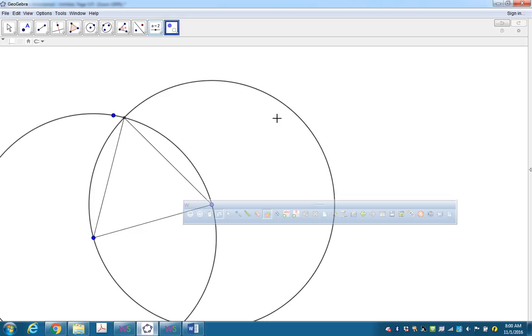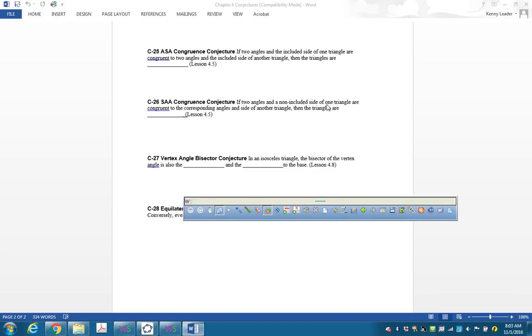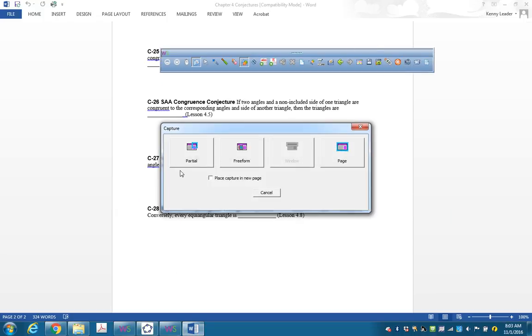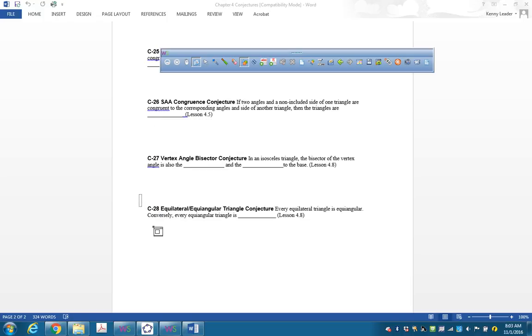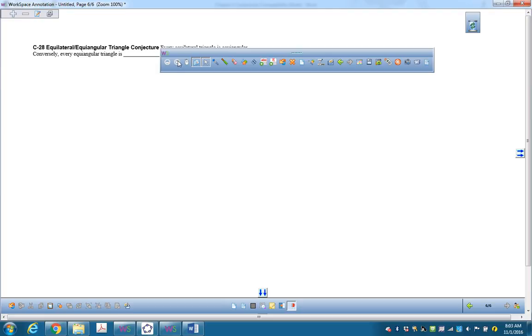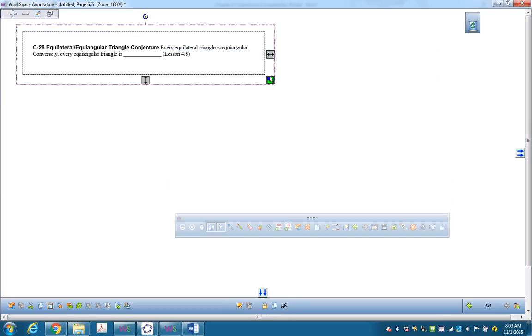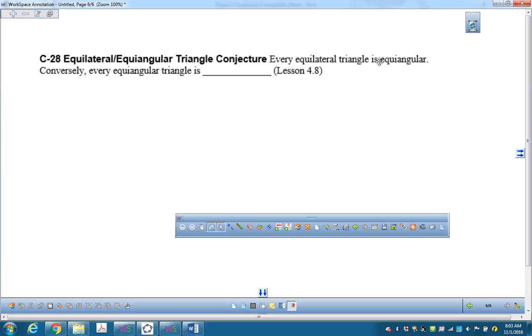Properties of equilateral triangles. That's your next conjecture, C28, which says, what does it say? And is this the last one for this chapter? Yeah. Okay. The equilateral triangle conjecture says that every equilateral triangle is equiangular. Conversely, every equiangular triangle is, what do you think goes in here? Equilateral. Okay? So all that means is that if it has 3 congruent sides, it's going to have 3 congruent angles.